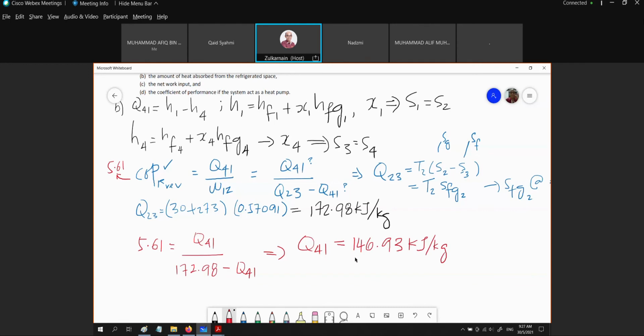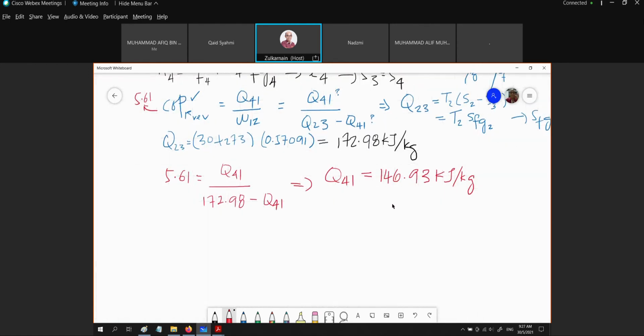So the work net input, again, we are going to use the COP. COP R ref is equal to Q41 divided by the W net in. In this case, take note, the W net in for this reverse Carnot cycle is equal to W12 minus W34.